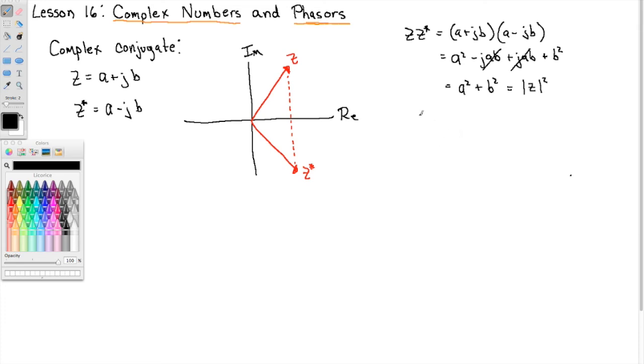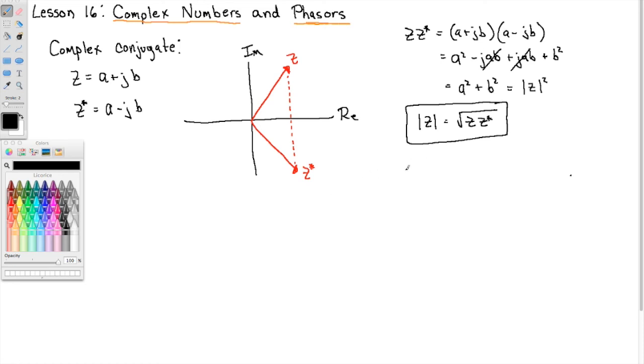Right? So we conclude the magnitude of z, which was the square root of a squared plus b squared, can also be written as the square root of z times z conjugate. This is a really nice property. All right, now we did the multiplication in rectangular form.